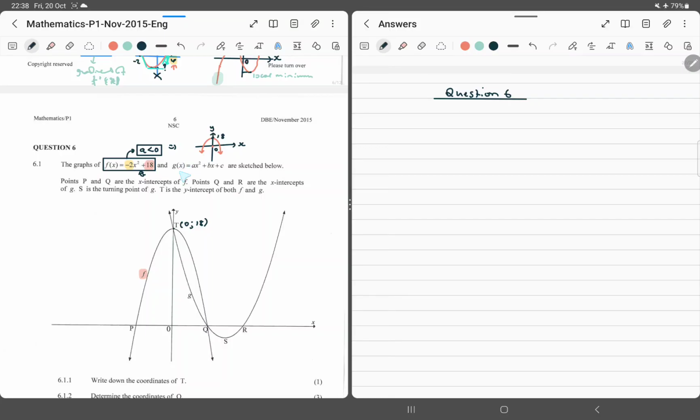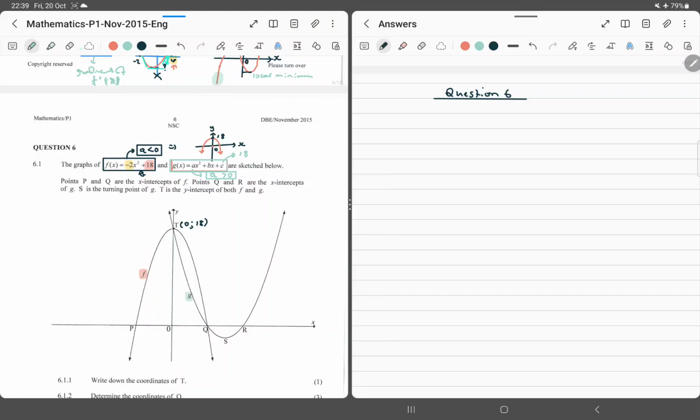Then we've got g of x, which is given in a hypothetical manner. So we just need to look at g. Let's use this color for g. When we look at g, it is concave up, which means our a value is greater than 0. But of note is that g passes through the same point T as the y-intercept. So our c value is also 18.